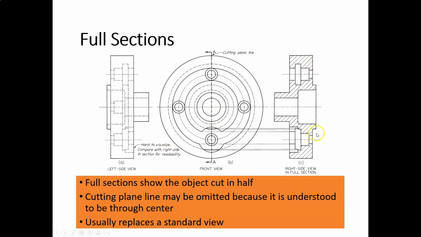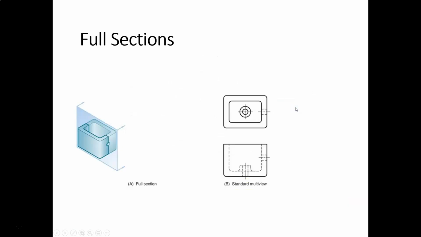And then finally, this usually replaces the standard view as it does here. We would not show the right side view. We would replace the right side view with this right side section view. All right, just a couple more examples of a full section.